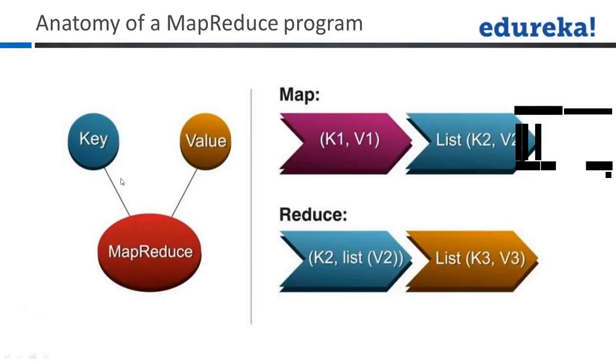Okay, is that clear, guys? Just give me 1 second. I want you to look at this. I'll explain what this list K2 V2 is, what this K2 and list V2 is, and what list K3 V3 is. These are the 4 steps which we have, and I will explain them. I want you to just keep this in your mind.